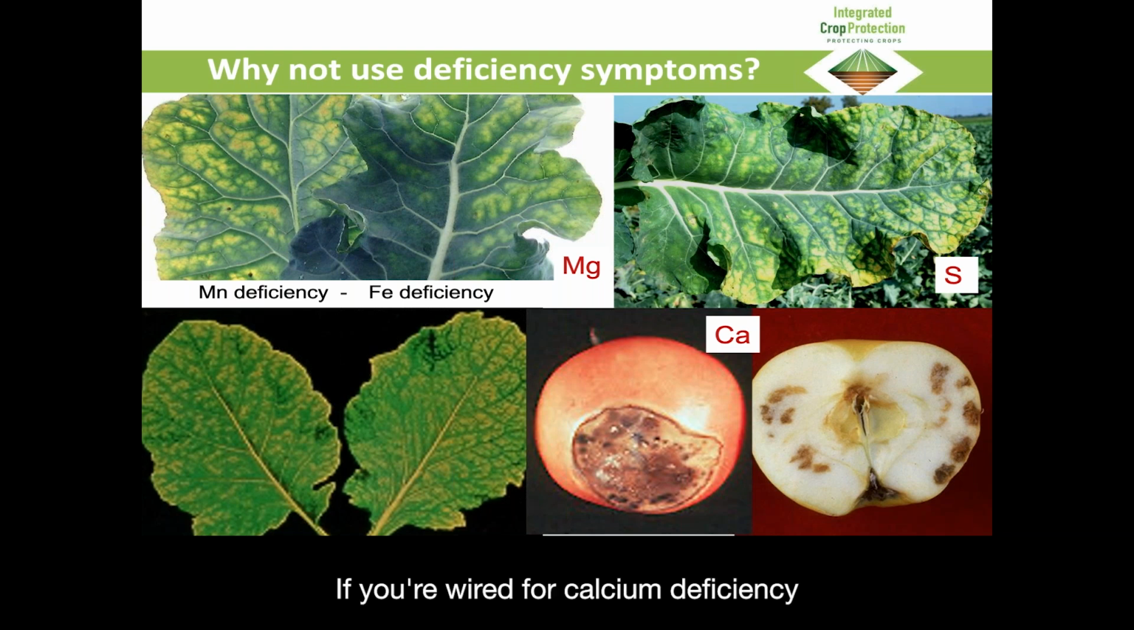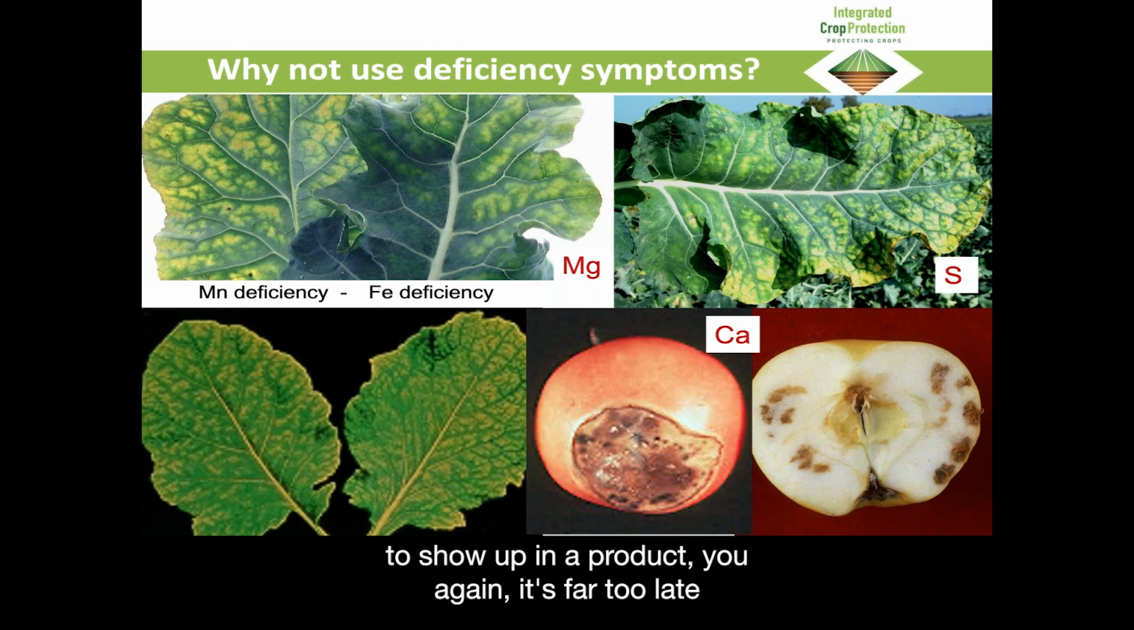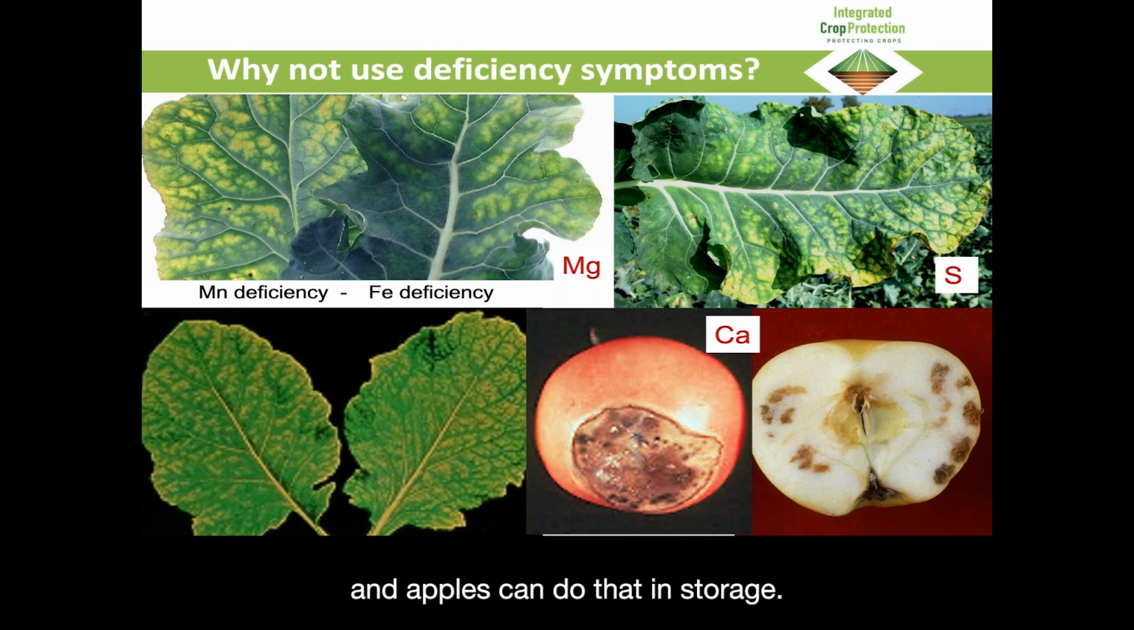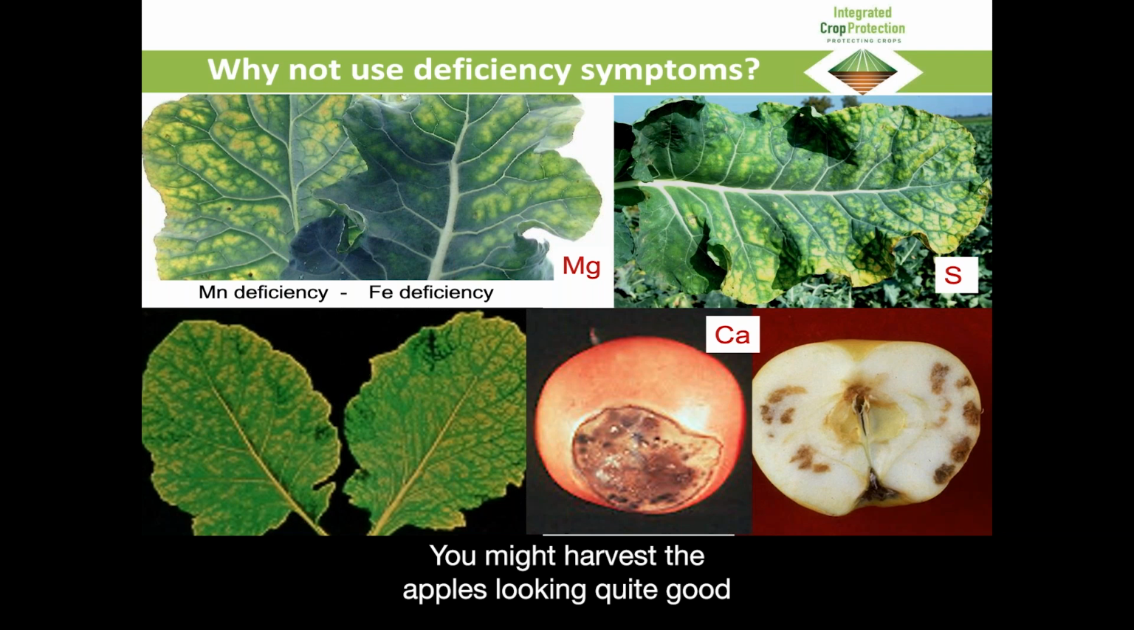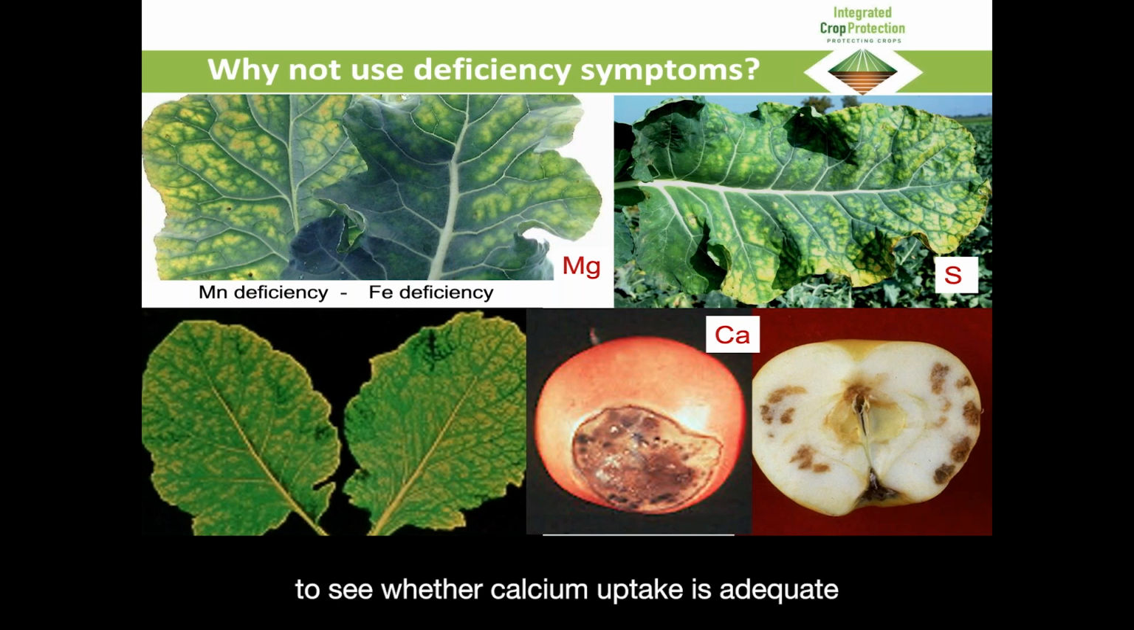If you wait for calcium deficiency to show up in a product, it's far too late. And apples can do that in storage. You might harvest the apples looking quite good, and they just turn up like the one on the right in storage. The idea with apples is that fruit analysis is really helpful, and you can use either tissue or sap testing to see whether calcium uptake is adequate really early on.